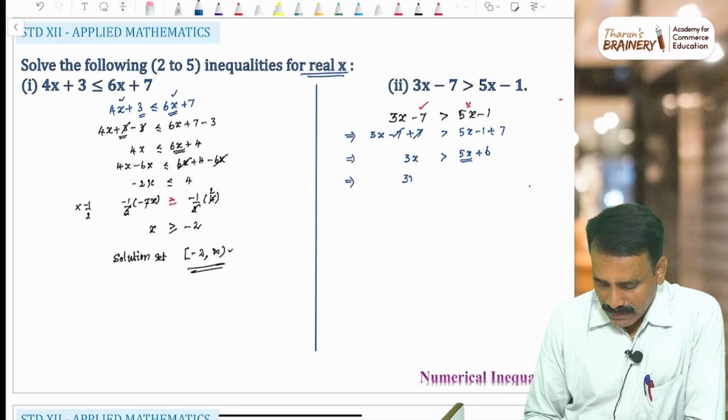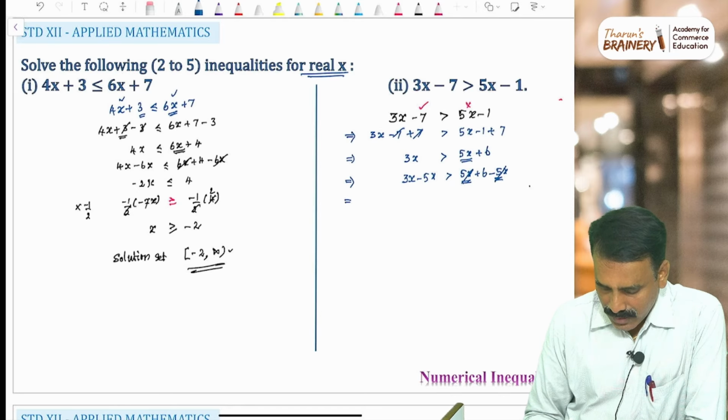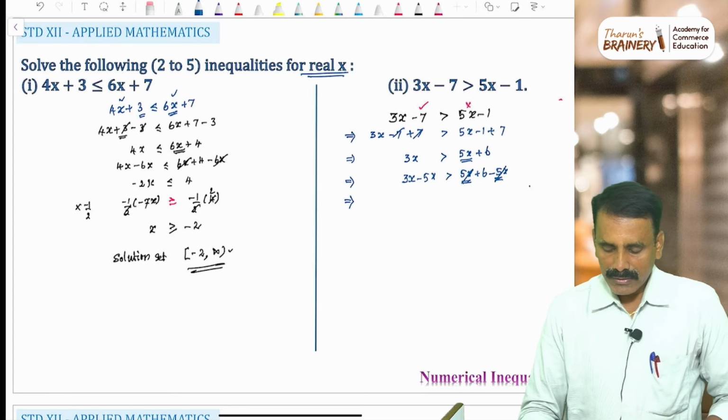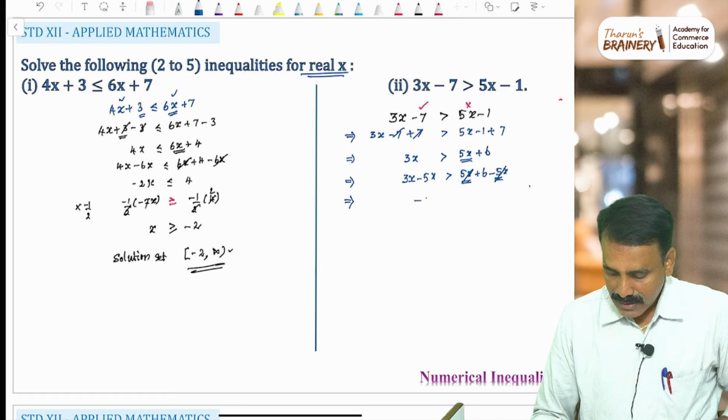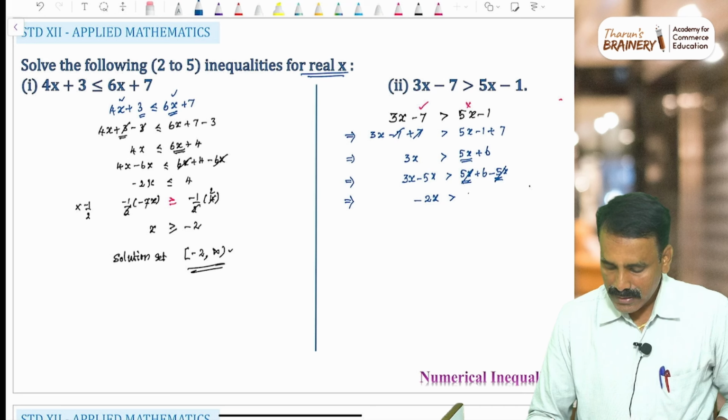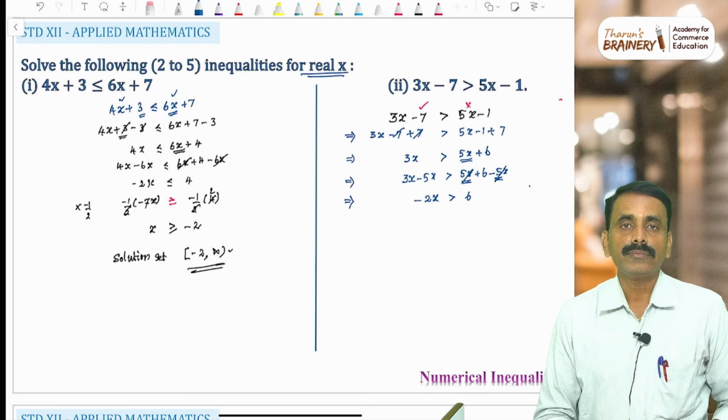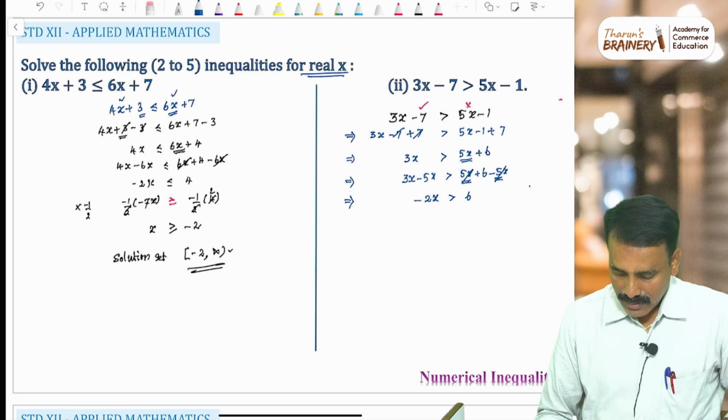So, 5x, I am going to subtract this 5x on either side. So, what will I get on the left hand side? 3x minus 5x strictly greater than 5x plus 6 minus 5x, because minus 5x is the additive inverse for plus 5x. So these two are cancelled now. On the left hand side, what I am having? 3x minus 5x is minus 2x, strictly greater than 6.